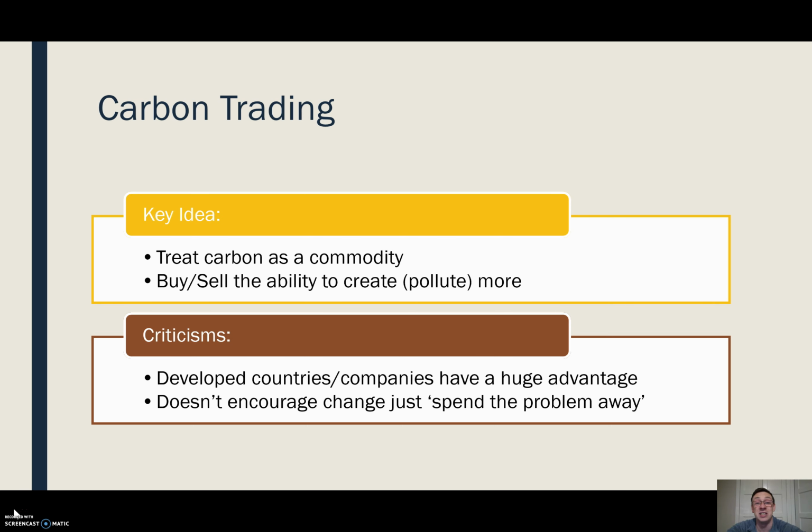And that links into the second big criticism. This doesn't promote change. It doesn't promote the idea that you need to change what you're doing. It just promotes the idea that you can buy the right to be as polluting as you want to be. As long as you're willing to pay a penalty, then it's fine.